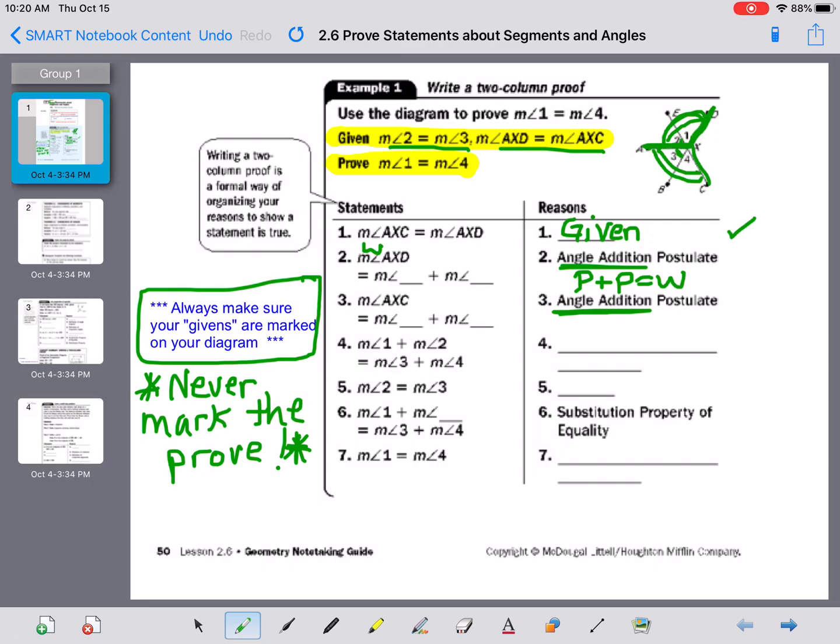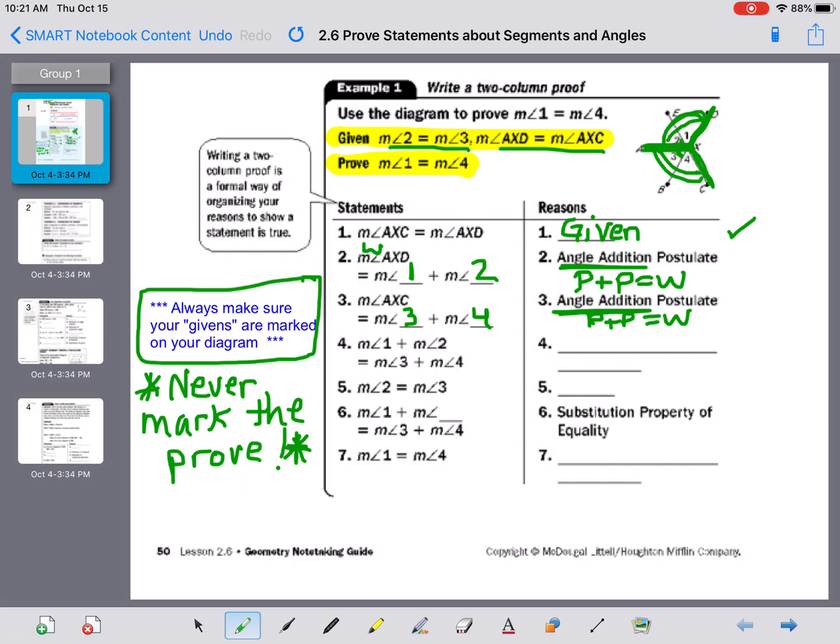Well, what are the two parts that make up AXD? They were nice for us. They put numbers, we're allowed to use numbers. 1 and 2 added up to make AXD. On number 3, you'll see that we have another angle addition. So I'm looking for another part plus part equals whole. And this time they're using the big angle on the bottom, AXC, and it looks like that's made up of parts 3 and 4. So we fill those in off of that part plus part equals whole.